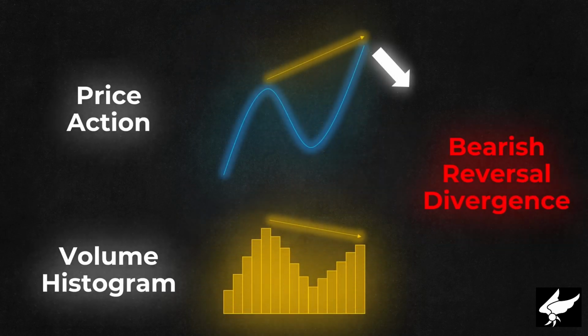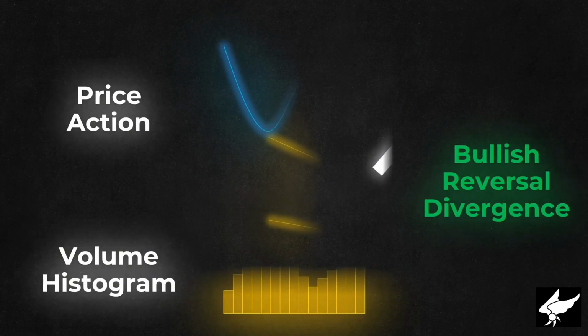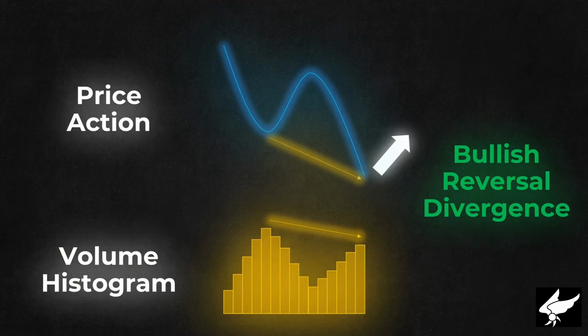In an uptrend, volume divergence occurs when price creates higher highs and the histogram creates lower highs. In a downtrend, volume divergence occurs when price creates lower lows and the histogram creates lower highs. Notice the nuance here since the volume histogram only has positive values, so we only look at peaks in the histogram.